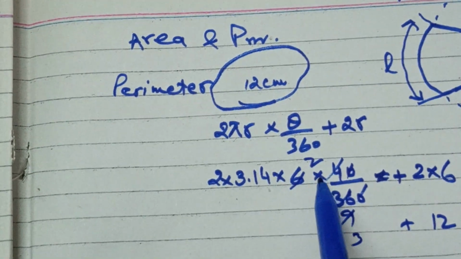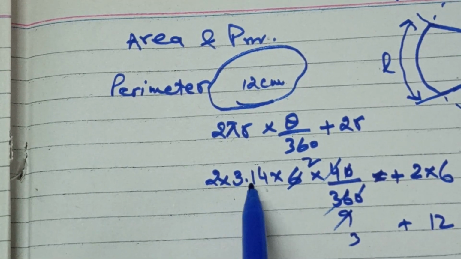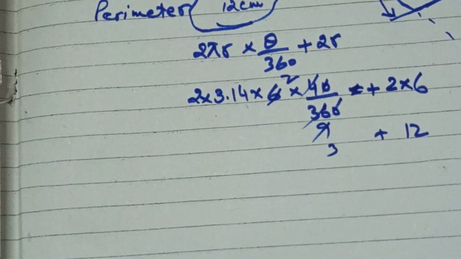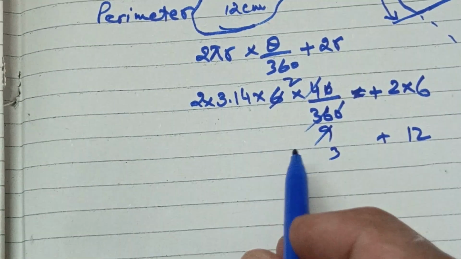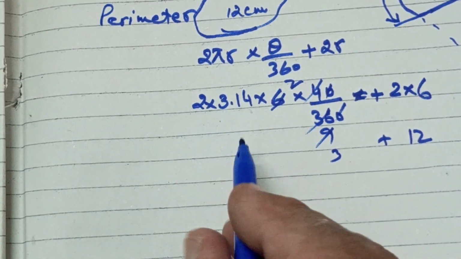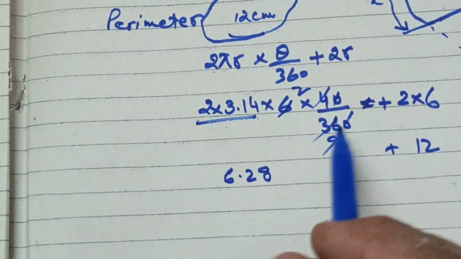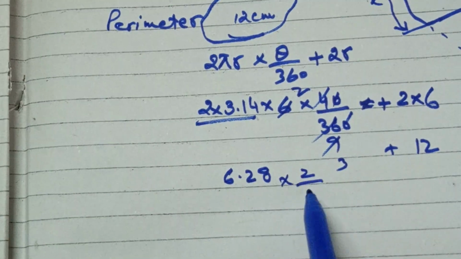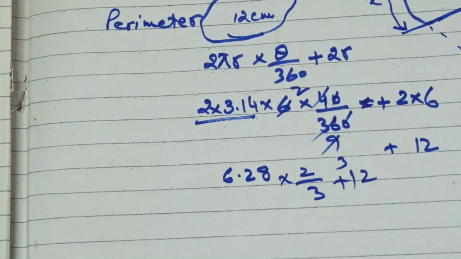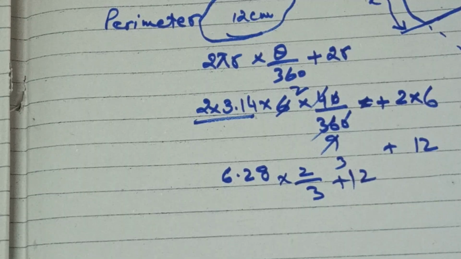Okay, because there is a multiplication sign in between all these four items, 1, 2, 3, 4, we can just cut them to make it simpler. So what we are left with is 6.28. 2 multiplied by 3.14 is 6.28. This one, 6.28, multiplied by 2 by 3, plus 12. Okay, now for further calculation, we'll have to take the calculator.